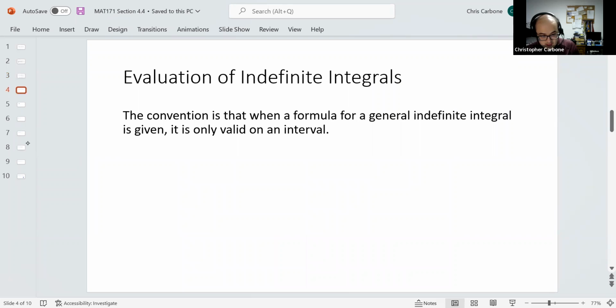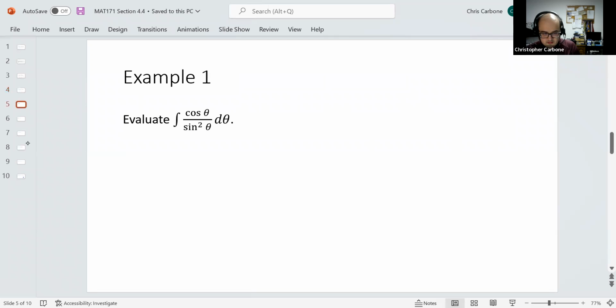So the convention of evaluating these indefinite integrals is that when a formula for a general indefinite integral is given, it is only valid on some certain interval. So here's an example of finding an indefinite integral: finding the integral of the cosine of theta divided by sine squared of theta d theta.